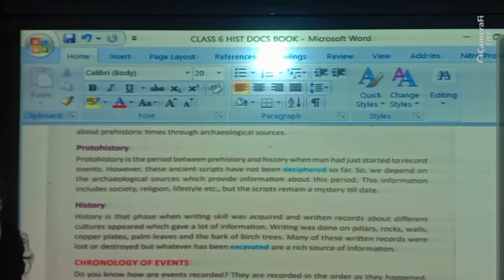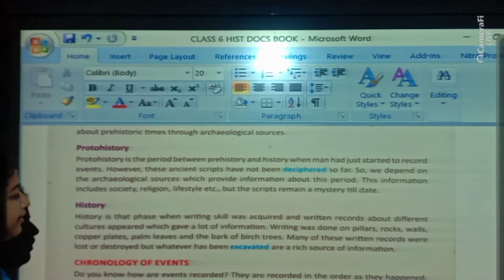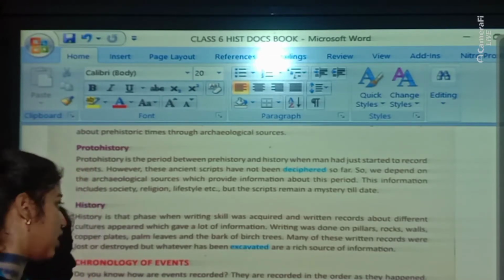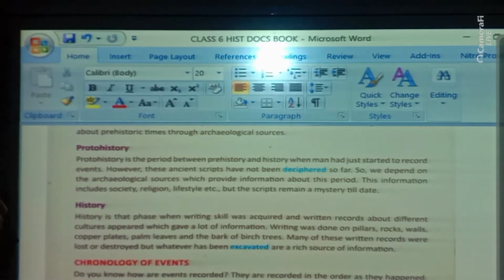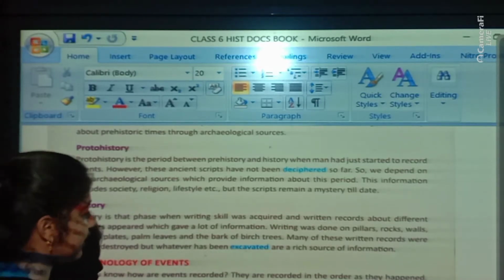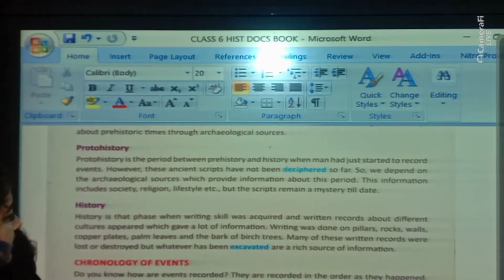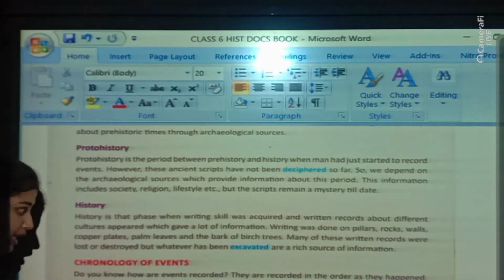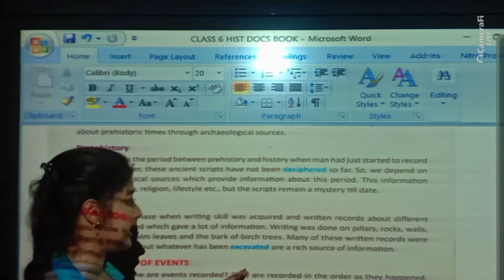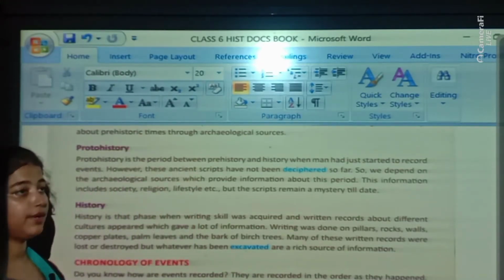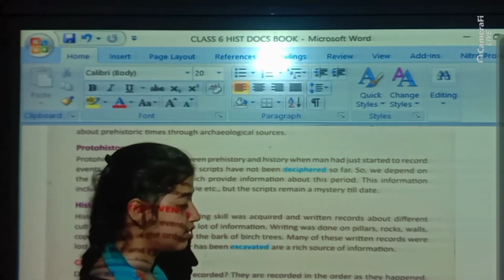Now if we talk about history. History is the phase when writing skills were acquired and written records about different cultures appeared, which gave a lot of information. Writing was done on pillars, rocks, walls, and engraved plates, palm leaves, bark of beech trees, or we can say inscriptions, manuscripts, right? Many of these written records were destroyed, but whatever has been excavated is a rich source of information. Excavated means it comes from burial grounds, okay?